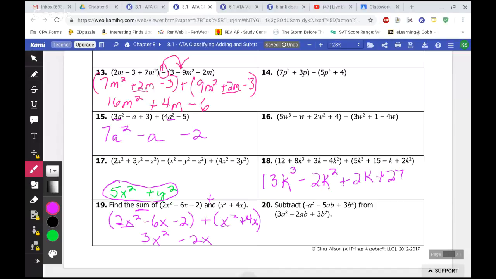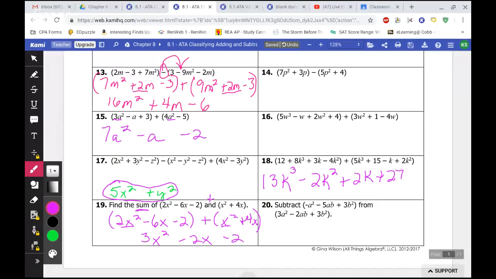And then I've got a constant in the first polynomial, but no constant in the second polynomial. So that means I would just be adding the constant to a 0, which means it's just itself. So my final answer for number 19 is 3x squared minus 2x minus 2.